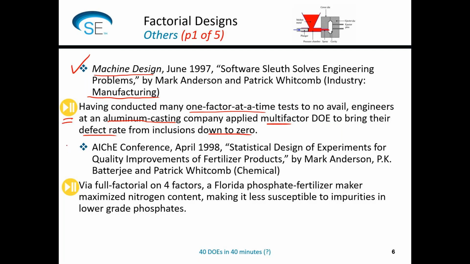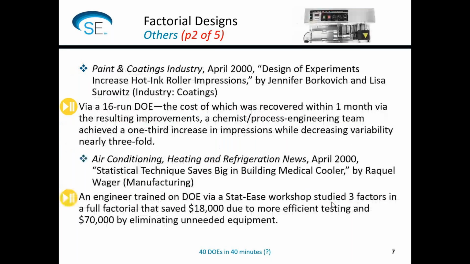All right, now here comes another one in a completely different field. I worked with Pete K. Batterjee, and we gave a talk at the AIChE conference in 1998. He was actually working here where I'm currently located in Florida, at my winter home, at a phosphate mine, and they were producing fertilizer products. And so he was able to do some work with a full factorial and four factors to maximize nitrogen content, which made it less susceptible to impurities. So if you're interested in that, follow up as I've suggested.